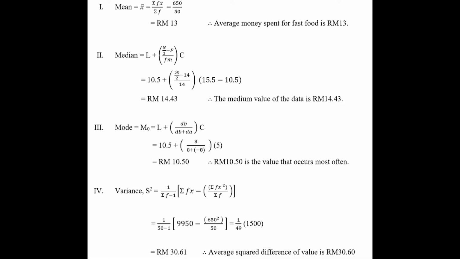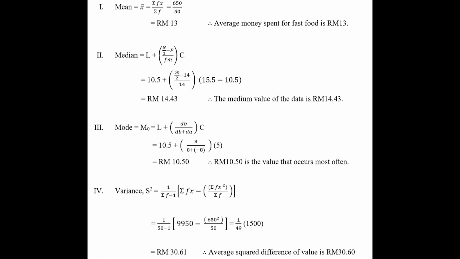The second is median. We can use the formula L plus n over 2 minus F over fm multiplied by c. The L value is 10.5 plus 50 over 2 minus 14 over 14 times 15.5 minus 10.5. The answer we get is 14 ringgit and 43 cents.